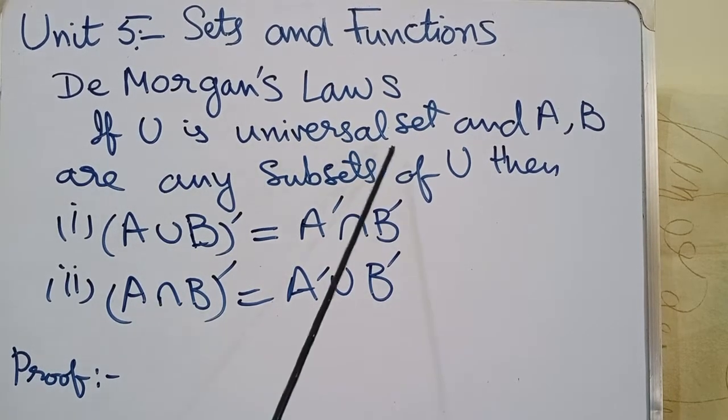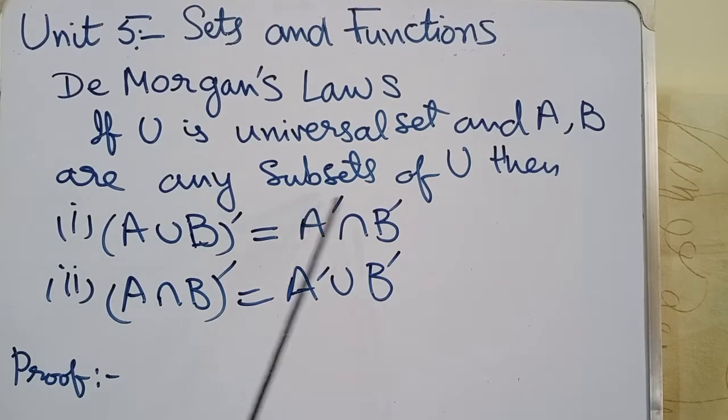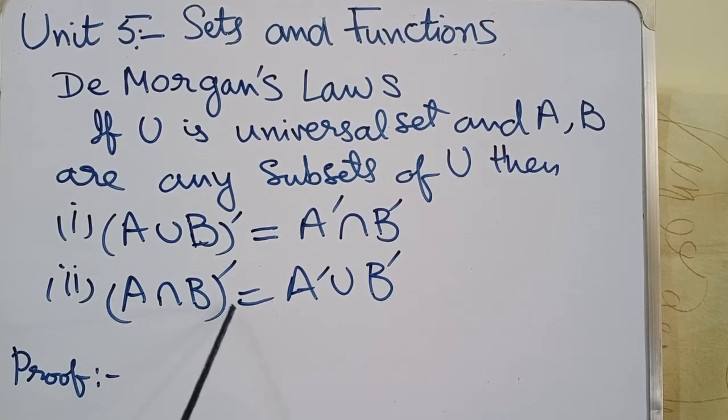If U is a universal set and A, B are any subsets of U, then the first law is (A union B) whole complement equals A complement intersection B complement, and our second law is (A intersection B) whole complement is equal to A complement union B complement. Now let's prove our first law.